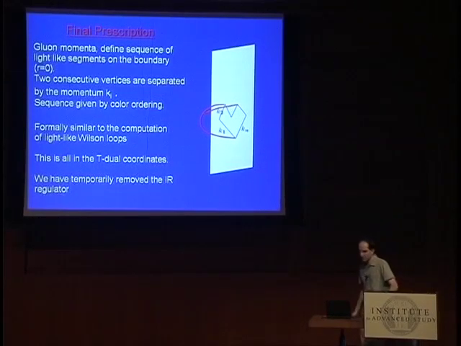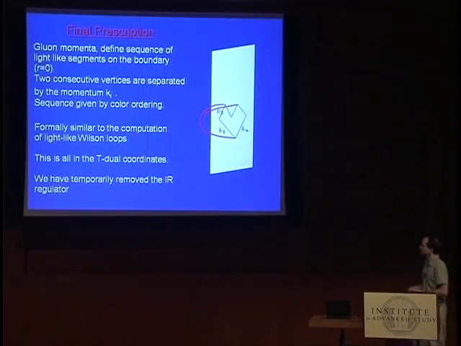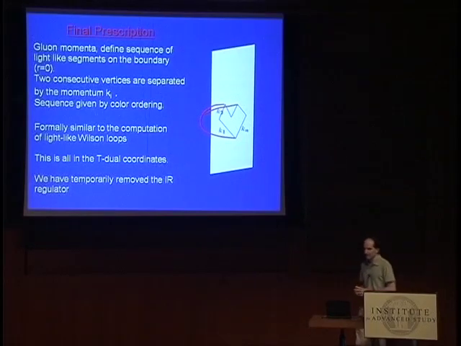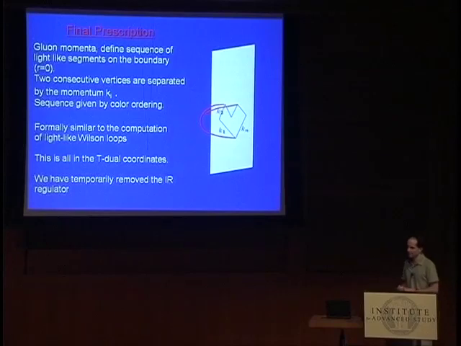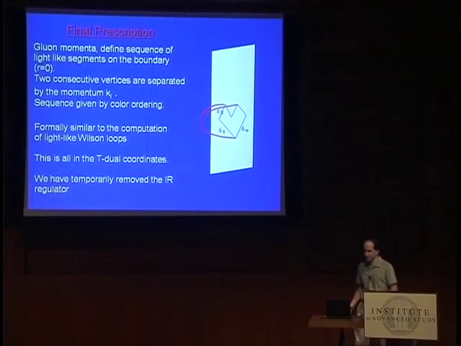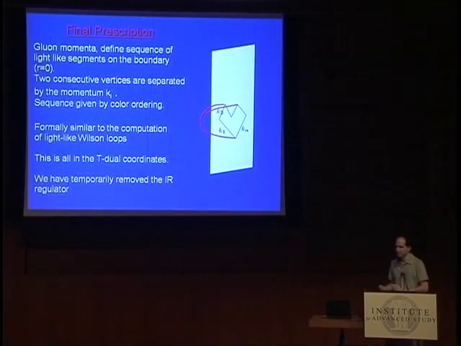And indeed, people have recently computed Wilson loops directly in the gauge theory, and found that the answer for these Wilson loops actually matches the scattering amplitudes, at least at one loop. So this is a connection that is also being explored, the relationship between Wilson loops and scattering amplitudes. But anyway, here we get just this picture directly from performing these t-dualities. And we have temporarily removed the infrared regulator. So we said that we end at r equal to 0.